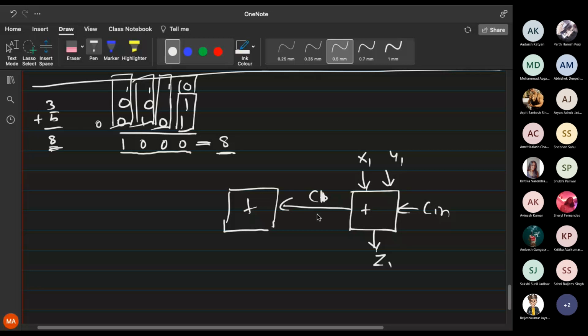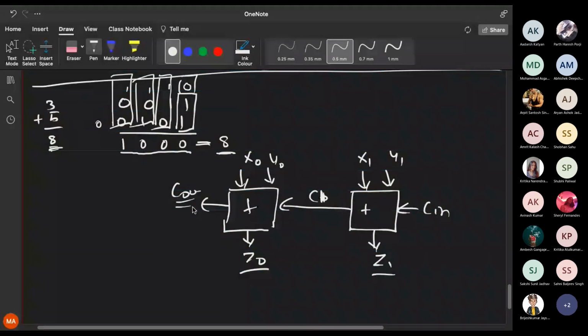C1, right? The second adder will take the input from x0 and y0 and generate something called Z0. Along with that, it will generate something called C0. So what will the output be? Z0, Z1 and C out. That would be your output.